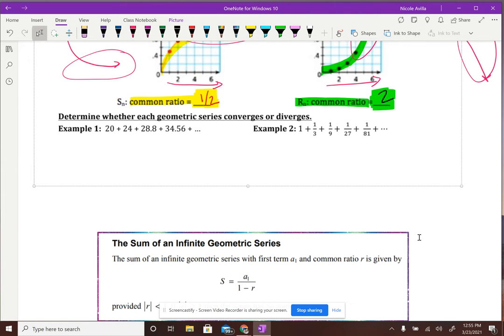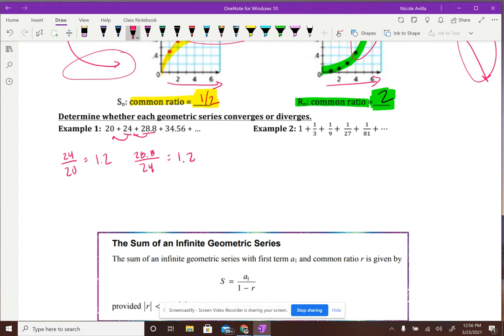We're going to start off with example 1, and the first thing we wanted to do was tell whether or not it is convergent or divergent. Now notice, in this case I did tell you it happened to be geometric, but if you weren't told that, you could simply find it by checking your common ratio. So in this case, when I do 24 over 20, I get a common ratio of 1.2. In fact, I would see that common ratio if I kept checking my ratios. 28.8 over 24, I also get 1.2.